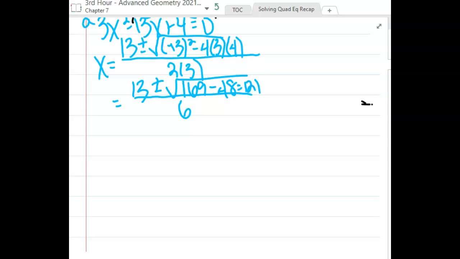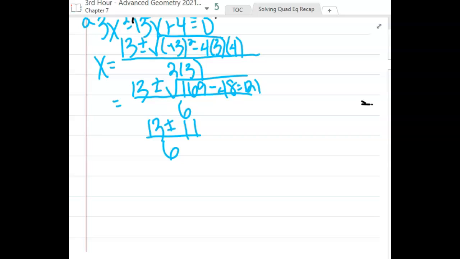Here's how you are going to know that you could have factored this. Because I can take the square root of 121. That's a perfect square. You get 11. You could have factored this one. And it's kind of a toss-up whether factoring is easier than the quadratic formula. Okay? But since I get 11, it'd be 13 plus or minus 11 over 6.